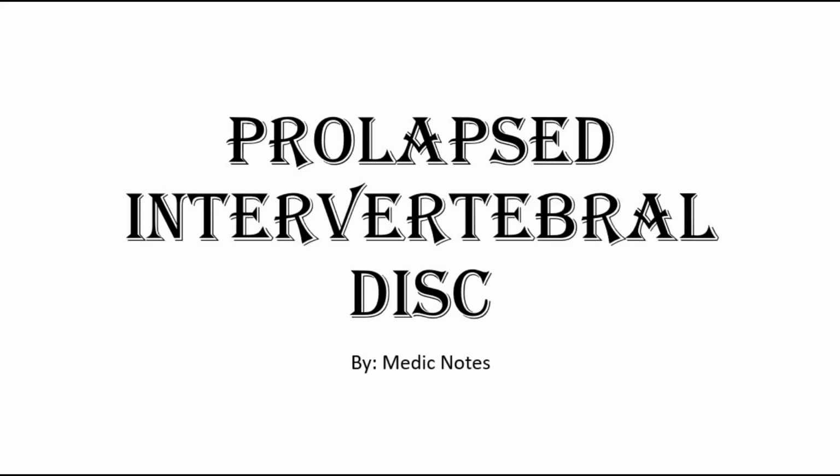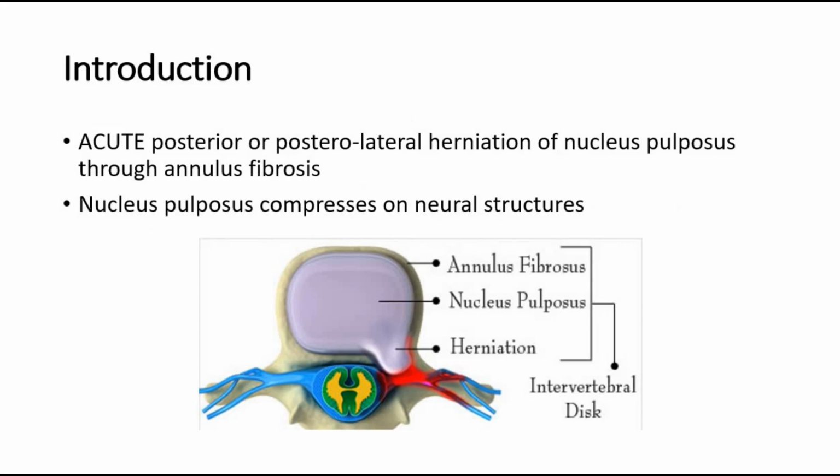This video will be on prolapsed intervertebral disc. Prolapsed intervertebral disc is when there is an acute posterior or posterolateral herniation of the nucleus pulposus through the annulus fibrosus in the vertebral body. So you can look at this picture. The central part is the nucleus pulposus, whereas the outer part is the annulus fibrosus. So when there is a prolapsed disc, there will be herniation as shown in the picture. And then the nucleus pulposus that herniates out will compress on the neural structures, causing the symptoms.